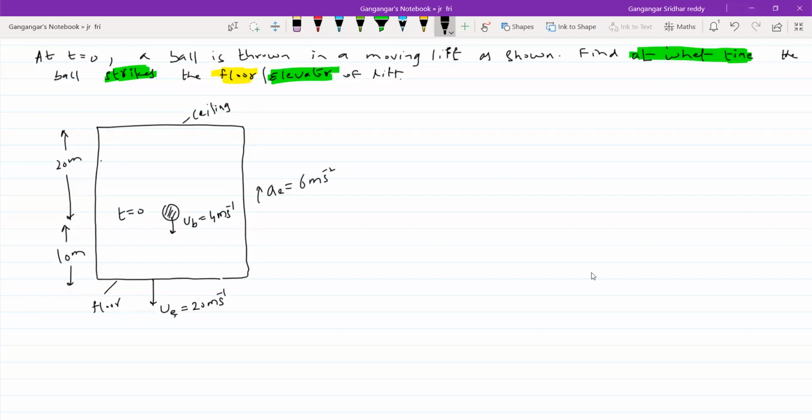Okay, now I'll do one thing. Let me assume that one. So these are the initial conditions given. After some time, what is the state of the elevator? It will undergo retardation, no? What about the ball? It will have accelerated motion. What is the acceleration of the ball? It will be directed downward.